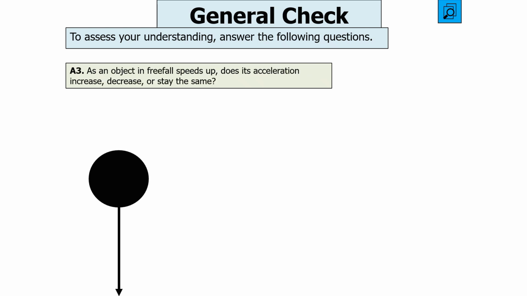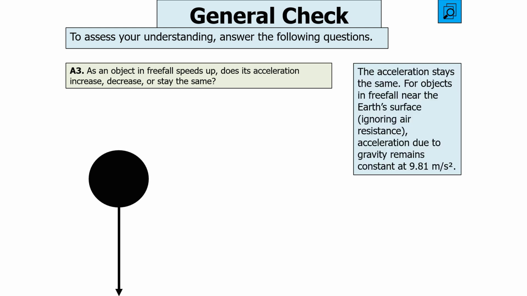As an object in freefall speeds up, does its acceleration increase, decrease, or stay the same? So pause the video now, then unpause the video when you want to go through your answer. The acceleration stays the same. For objects in freefall near the Earth's surface, ignoring air resistance, the acceleration due to gravity will always be 9.81 meters per second squared.